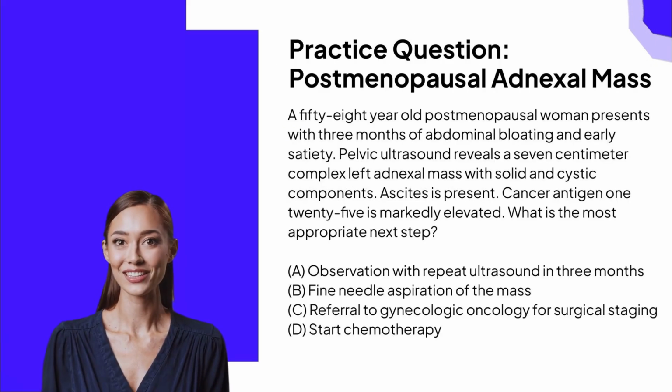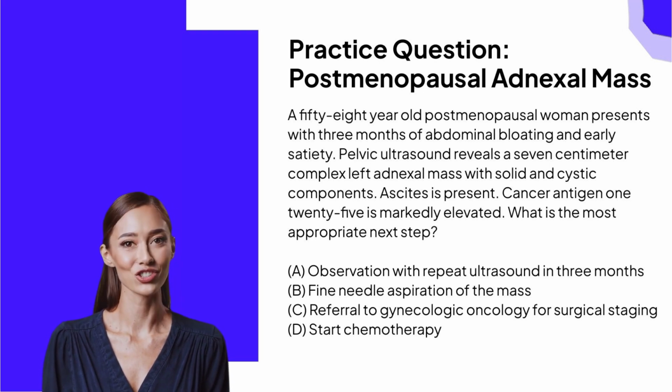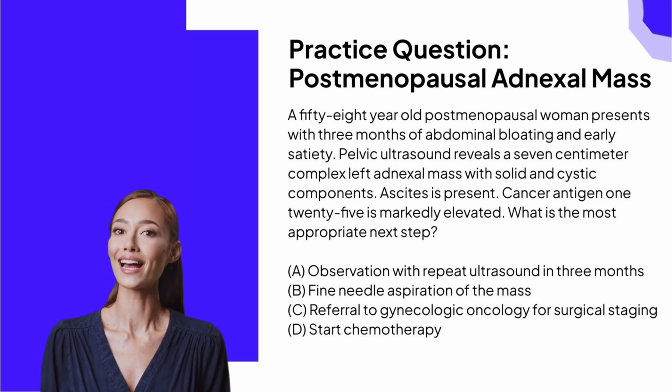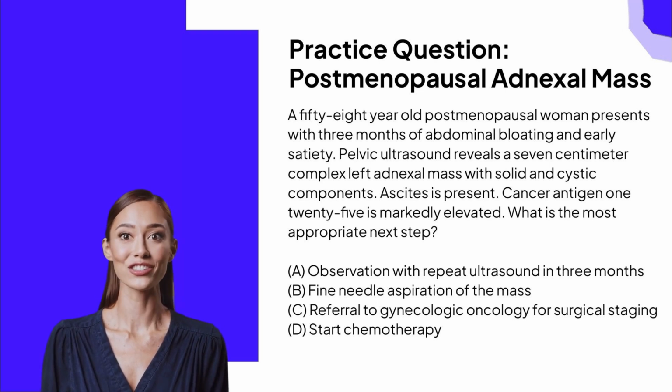Here is our third practice question. A 58-year-old postmenopausal woman presents with 3 months of abdominal bloating and early satiety. Pelvic ultrasound shows a 7 centimeter complex left adnexal mass with solid and cystic components. There is ascites. Cancer antigen 125 is markedly elevated. The question asks for the most appropriate next step. This stem is loaded with ovarian cancer red flags.